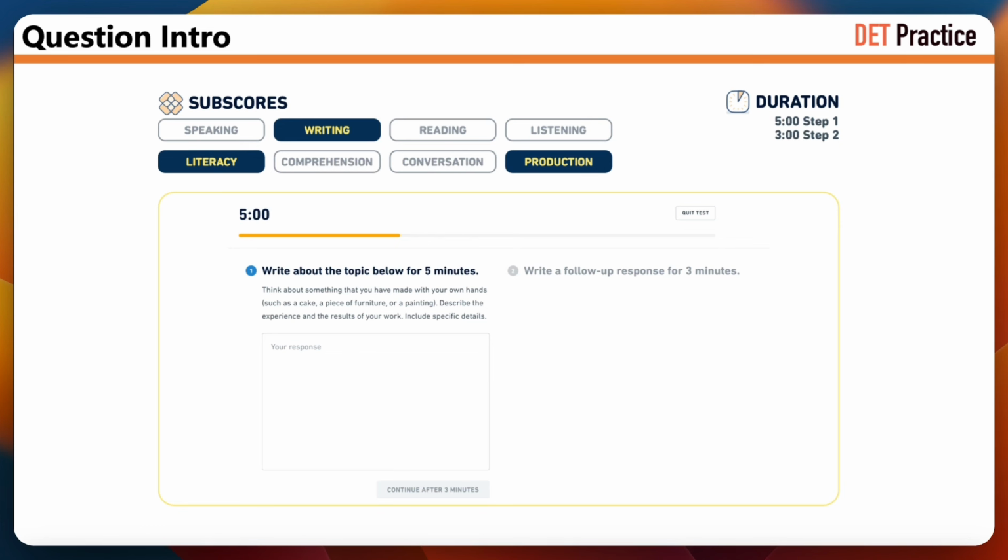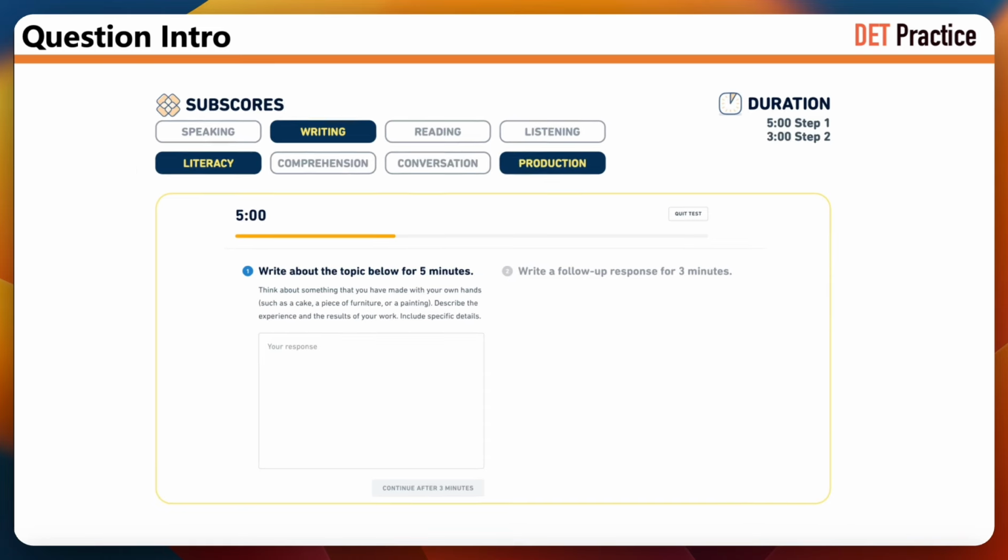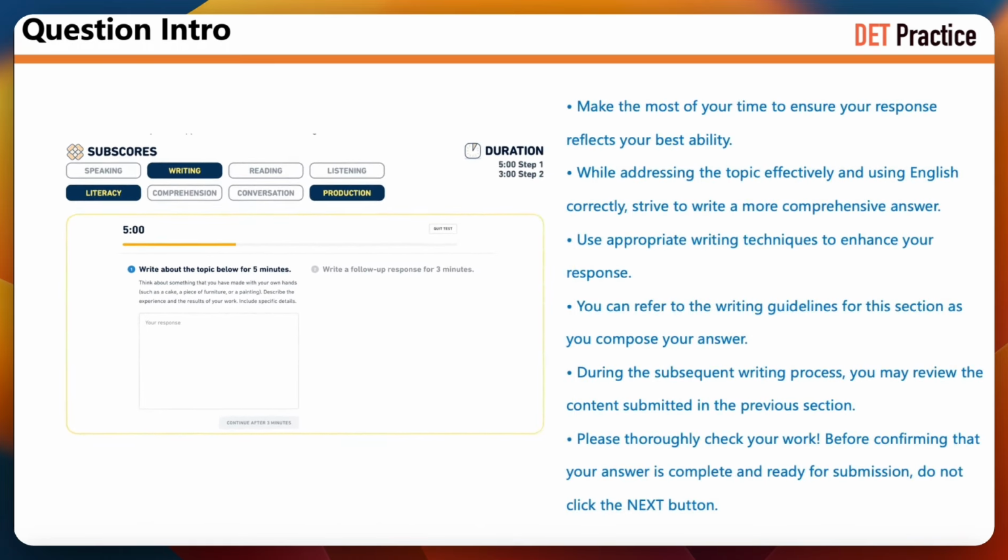Now that we've covered the format, let's go over some quick tips to help you tackle the interactive writing questions. You should make the most of this time to showcase your best writing abilities. While it's important to stay on topic and use correct English, don't be afraid to provide a comprehensive answer. Feel free to employ various writing techniques to enhance your response and make it more engaging. As you write, you can refer to the section's writing guidelines for additional support.